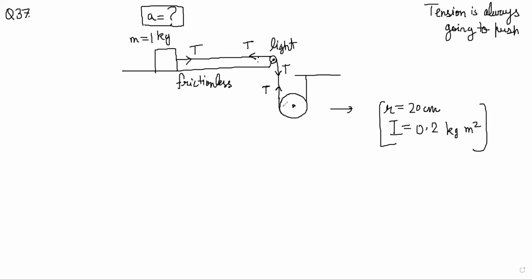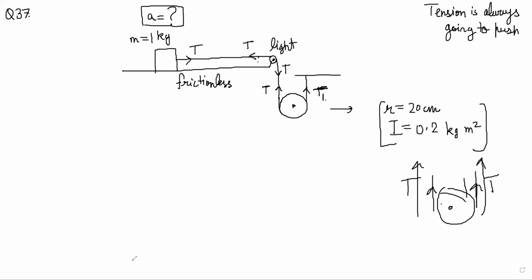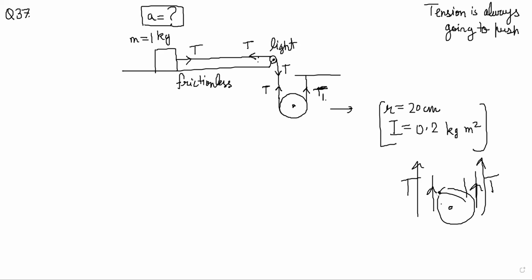But okay, so now this tension has to be different. This tension has to be different because this body will rotate. Why? If this side tension is same as this side tension, then the body cannot rotate, because torque from here and torque from here will cancel. So, okay, 1 second. So this tension has to be different. So I'm marking it as T1, right?